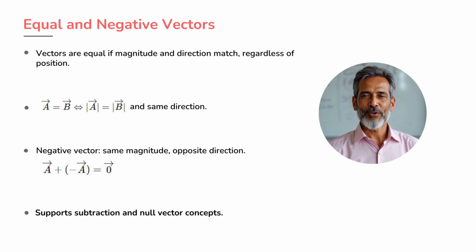Great. Next, let's understand when two vectors are equal or negative of each other. Two vectors are equal if they have exactly the same magnitude and direction, no matter where they start. Mathematically, vector A equals vector B if and only if their magnitudes are equal and their directions coincide. Negative vectors have the same magnitude but point in exactly opposite directions.